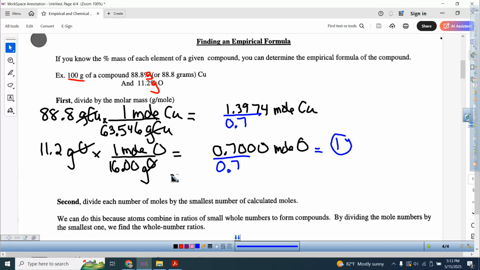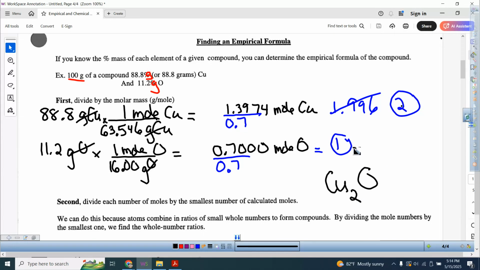And when I divide this number, this gives me 1.996, which is close enough that I can just go ahead and round that to 2. So if it's less than 1/10 away from the nearest whole number, just go ahead and round it to that whole number. All right, so what I have here is I have 2 coppers and I have 1 oxygen. So what I just found are the subscripts that go into my formula.